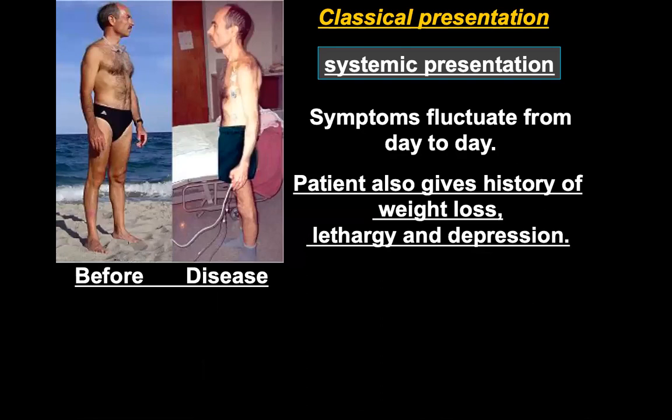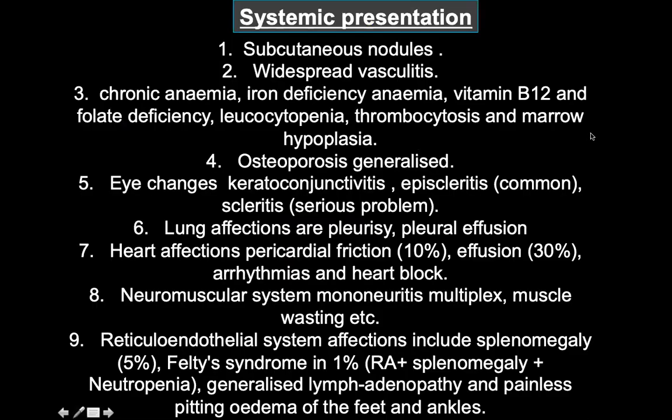Classical presentation is systemic, and manifestations are weight loss, depression. Systemic presentation includes subcutaneous nodules, vasculitis. In laboratory investigation, you could see chronic anemia, iron deficiency anemia, vitamin B12 deficiency, generalized osteoporosis, eye changes, uveitis, keratoconjunctivitis. Lung affections, pleuritis, are more rare. More common are heart affections: pericardial friction, effusion, arrhythmia, and neuromuscular system involvement, mononeuritis.